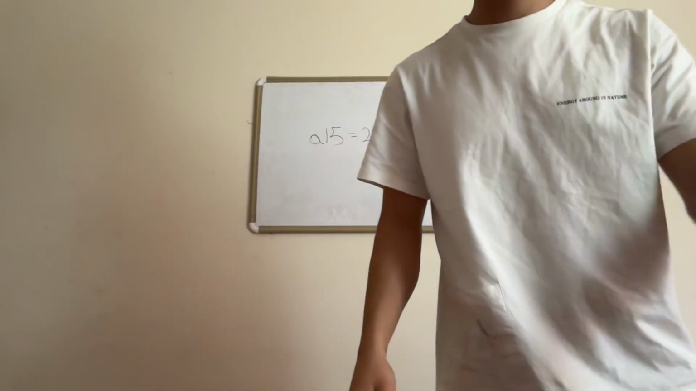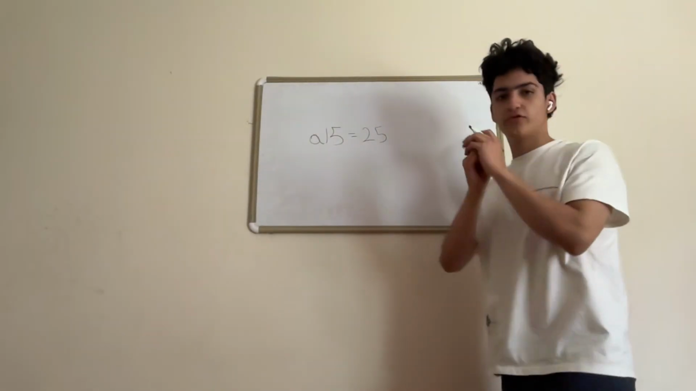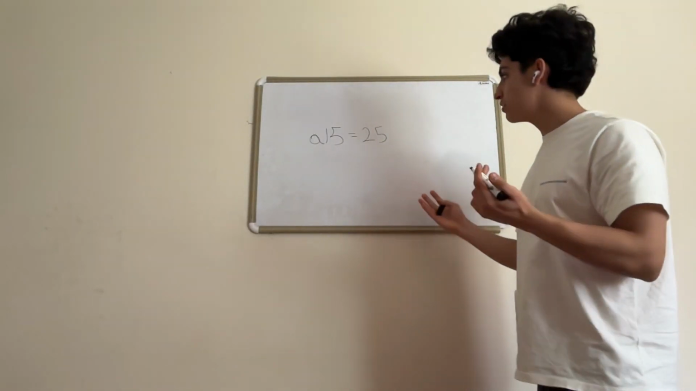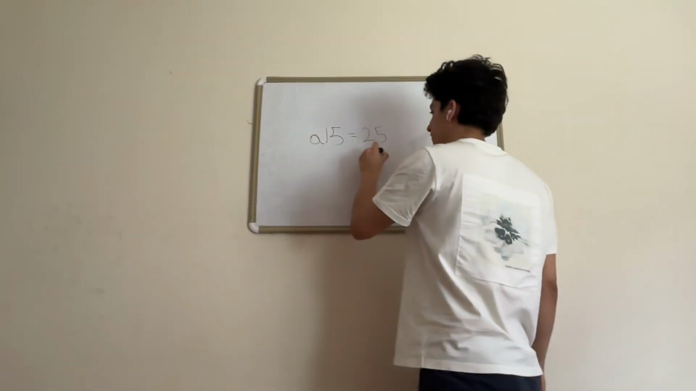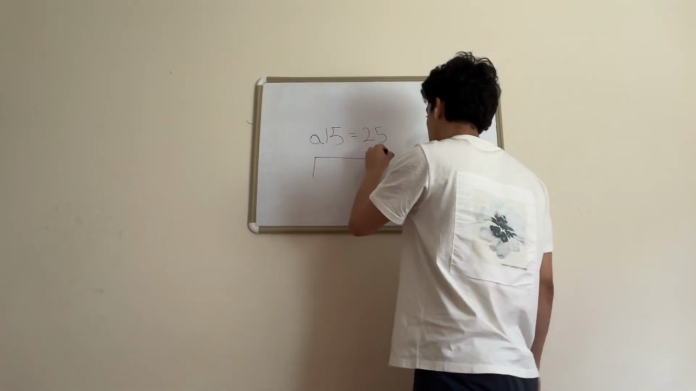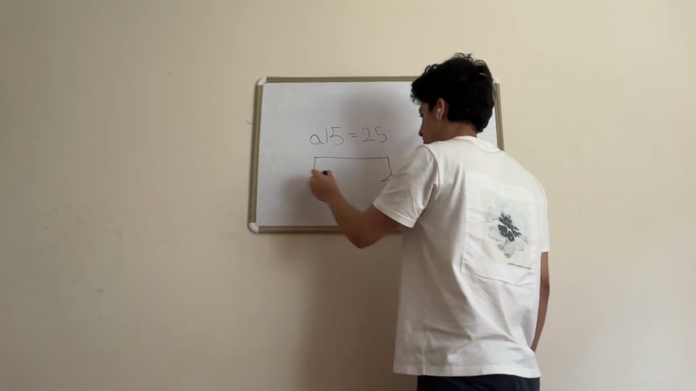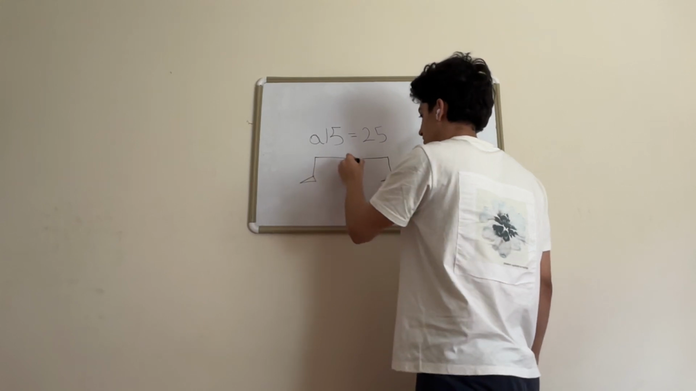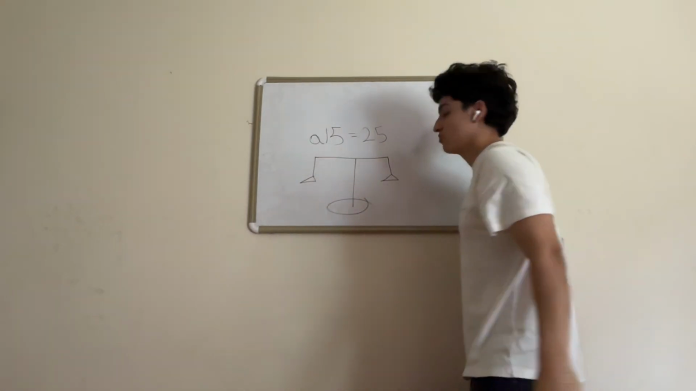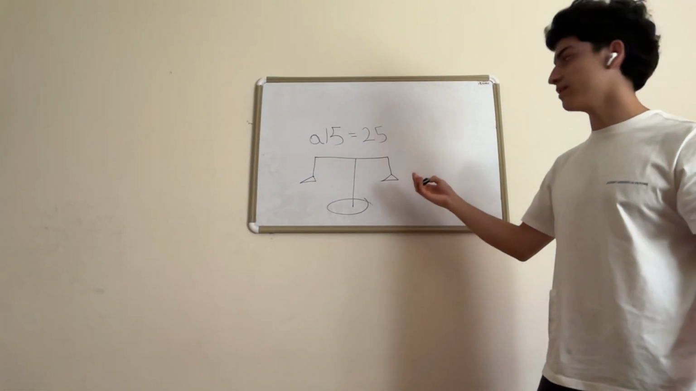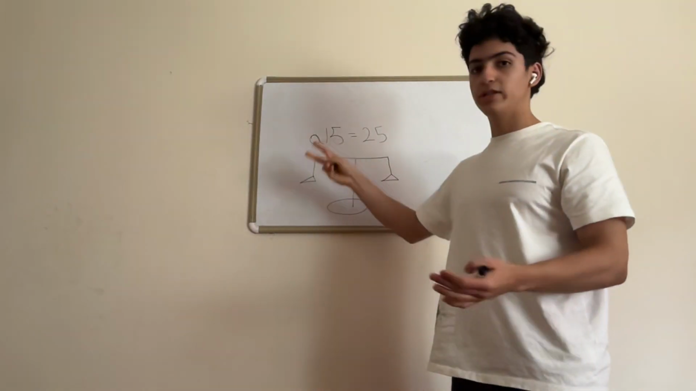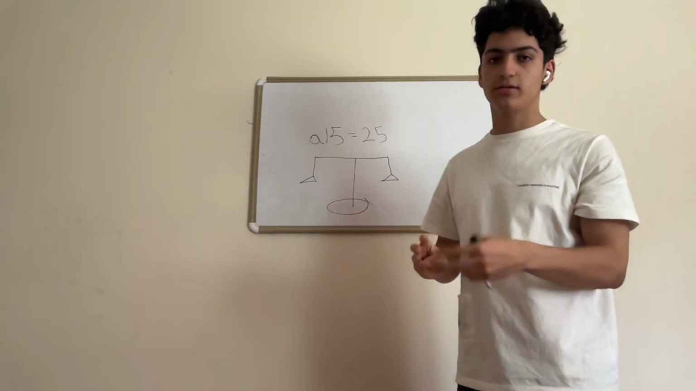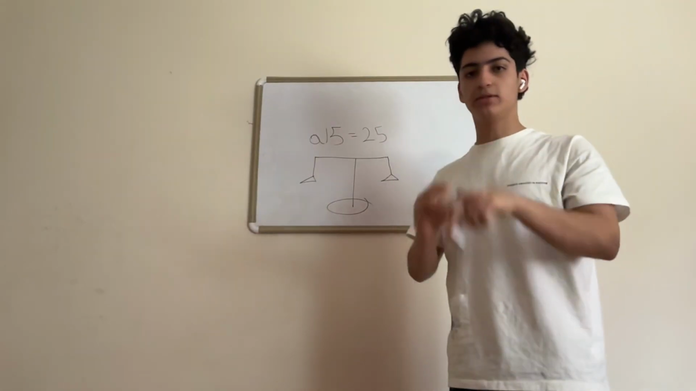Here's the thing. To understand this, we gotta look at this as if it was a balance, right? So we got the balance. Not my best drawing, but we gotta understand it that way. So in order to get here, we need to unwrap the equation, right? That's the first thing we gotta understand. We need to unwrap it.